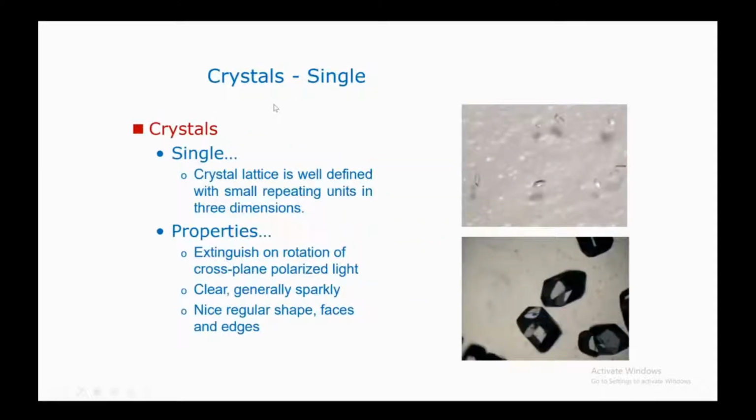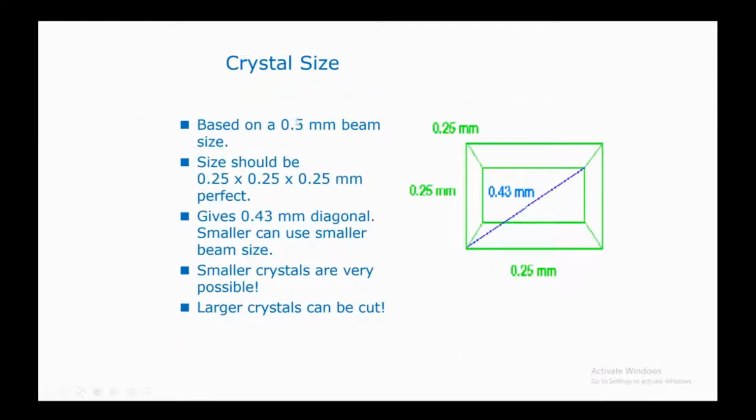And then what are crystals? A single crystal lattice is well defined, with small repeating units in three dimensions. Usually colorless or colored compounds give you the crystalline look, and then we call them a single crystal. Properties: they show extinction on rotation under cross-plane polarized light, and they are clear, generally sparkly, with a nice regular shape, faces and edges.